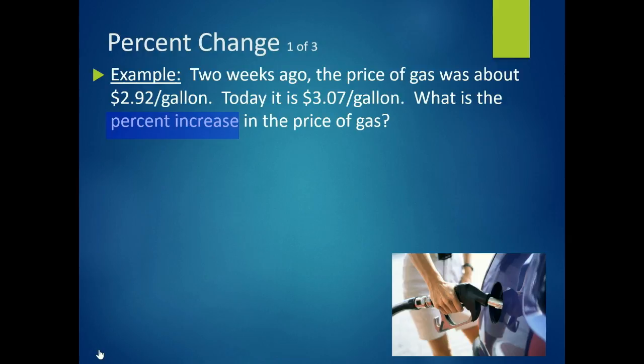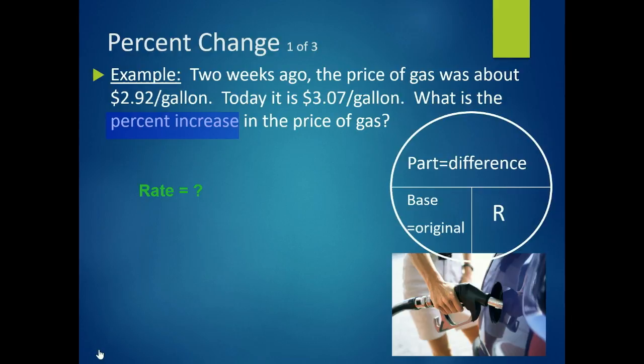Both percent increase and decrease problems are worked the same. We are looking for the rate. We just covered in the previous slide that the part is replaced with the difference between the two numbers, and the base is the original number. Let's see if we can identify those values from this problem.